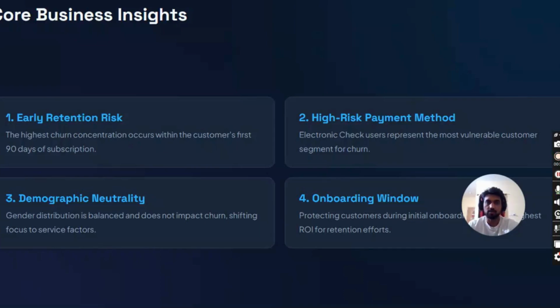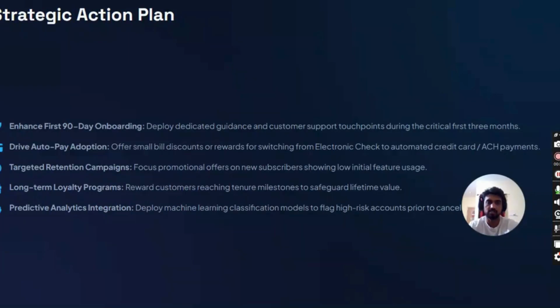Let's look at a few recommendations based on these insights. I recommend strengthening customer onboarding during the first 90 days, promoting automatic payment methods, creating a personalized retention campaign for high-risk customers, and introducing loyalty reward points for long-term customers. These strategies can help reduce churn and improve customer satisfaction.